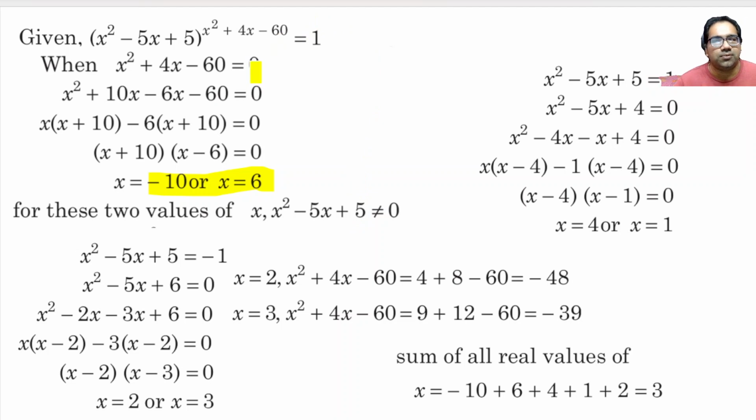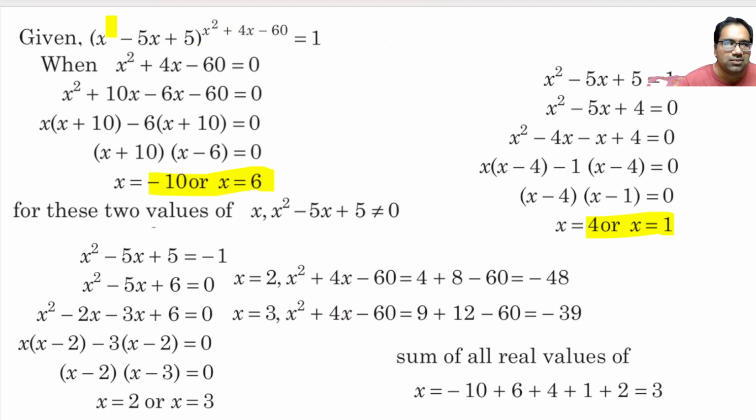Then, what is case 2? When x square minus 5x plus 5 equals 1, it doesn't matter what happens to the power. So x square minus 5x plus 5 equals 1. That means x square minus 5x plus 4 equals 0. We can write minus 5 as minus 4 minus 1, so x into x minus 4 minus 1 into x minus 4 equals 0. x minus 4 into x minus 1 equals 0. x equals 4 or 1. It doesn't matter what happens to the power, because when x is 4 or 1, the base becomes 1, and 1 to anything is anyway 1.